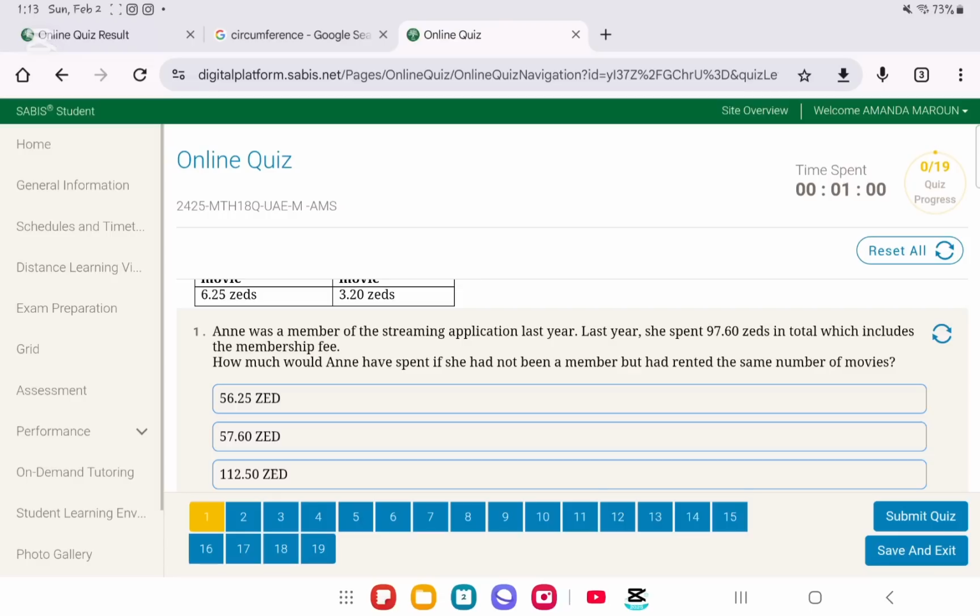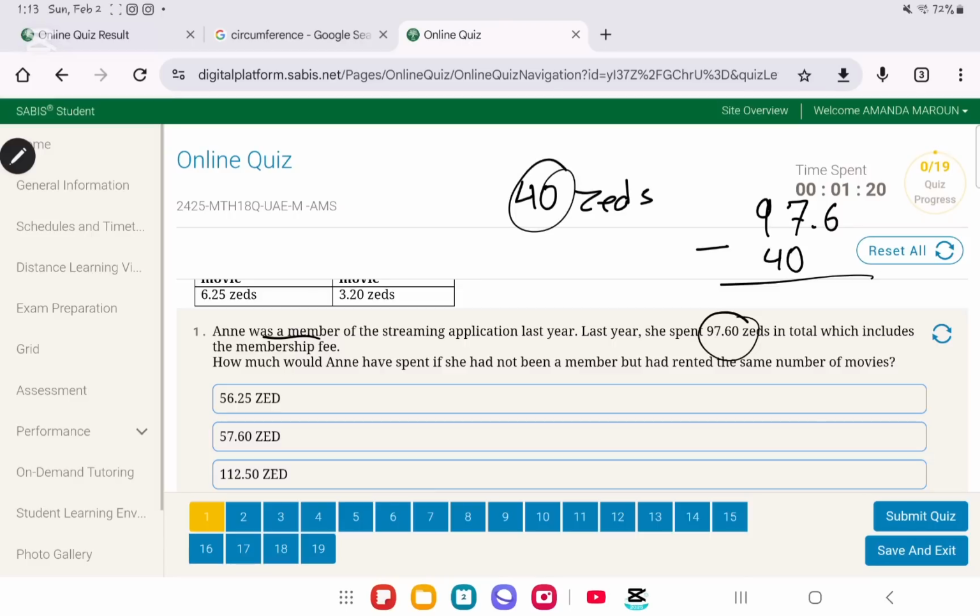How much would Anne have spent if she had not been a member but had rented the same number of movies? So first thing we know is that 40 Zs is the cost of the membership, okay? She is a member, and she spent 97.6 Zs, so 97.6 minus the membership cost, which is 40 Zs. If you do it on your calculator, you are gonna get an answer of 57.6 Zs. So all the movies she paid for is 57.6 Zs.